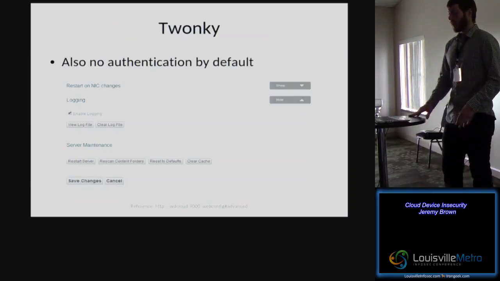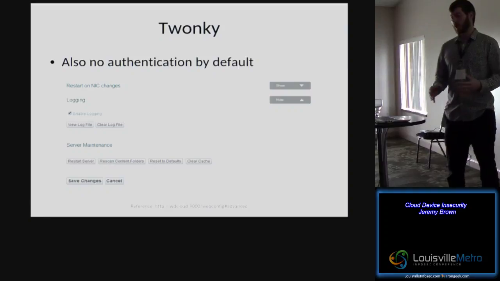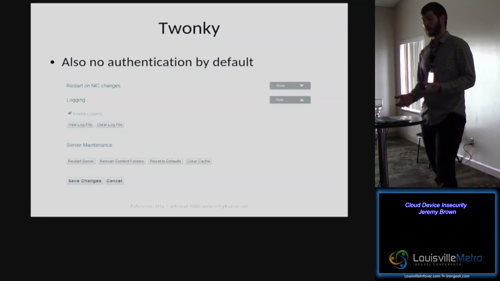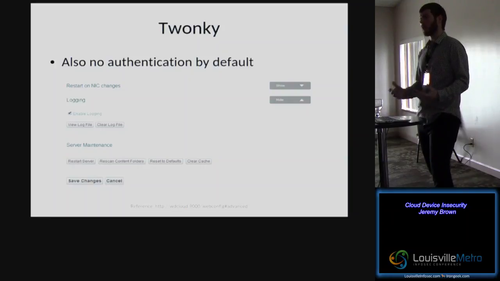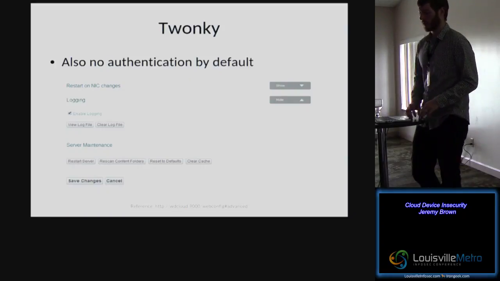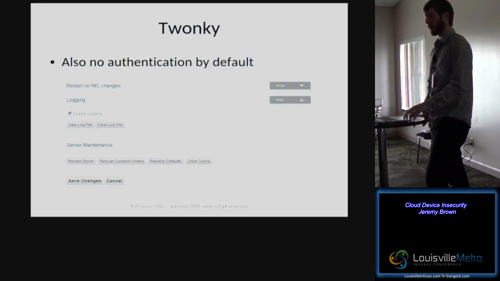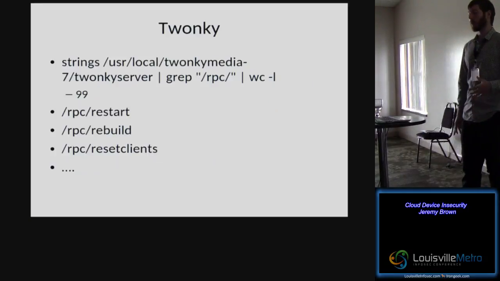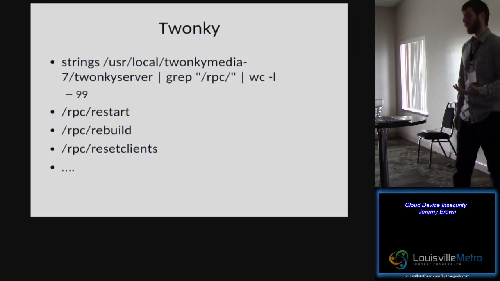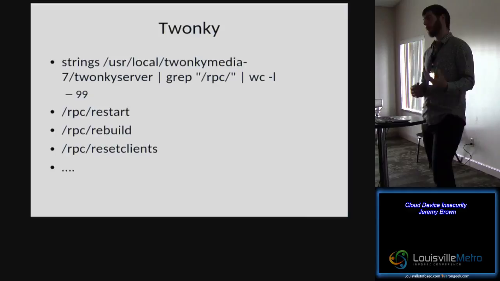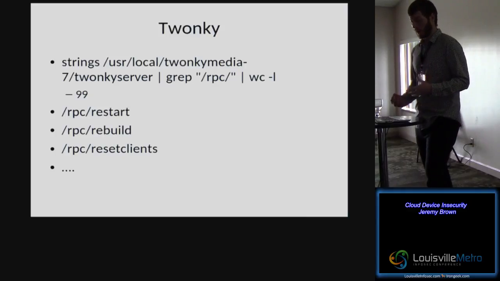I'll get back to that, but I want to go on Twonky for a minute. Twonky is the media server that it runs, and there's also no authentication on this. It's not auto authentication. There's just literally no authentication. There's no password by default. So you can play with various things on that. It gives you a little bit of control. If you look at the Twonky server and grep for RPC functions, there's a ton of things you can send to it, and it's really easy to write an exploit for this.